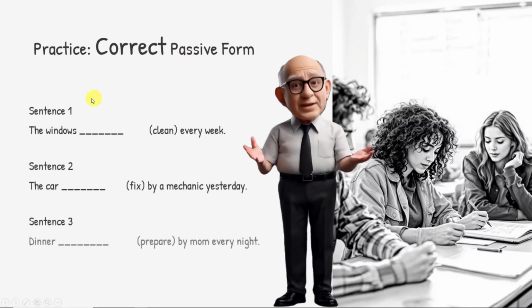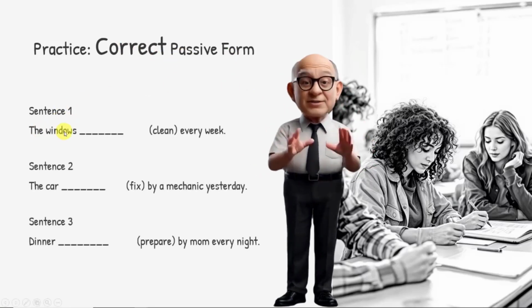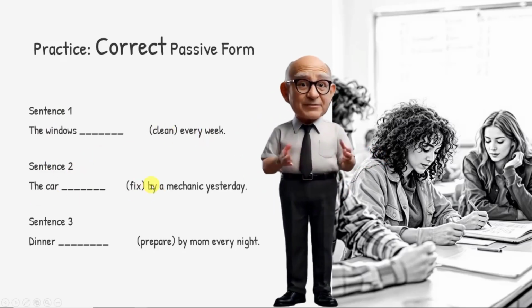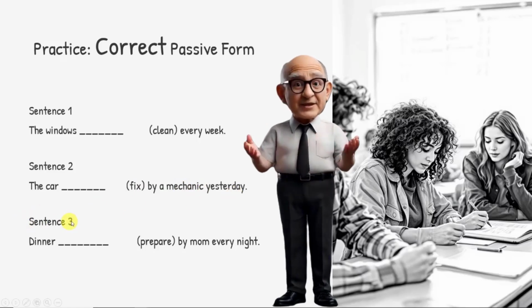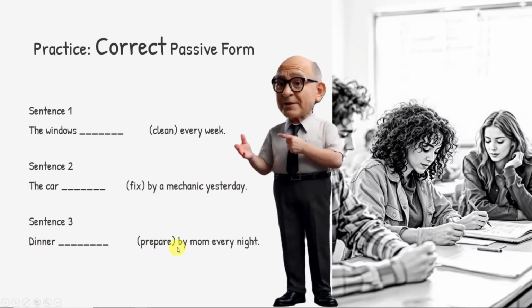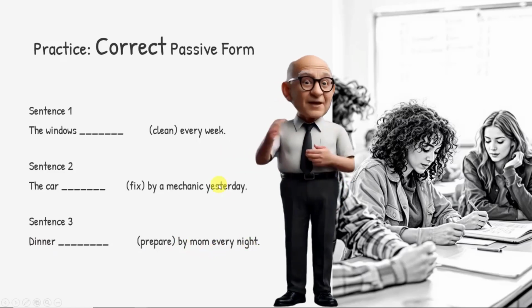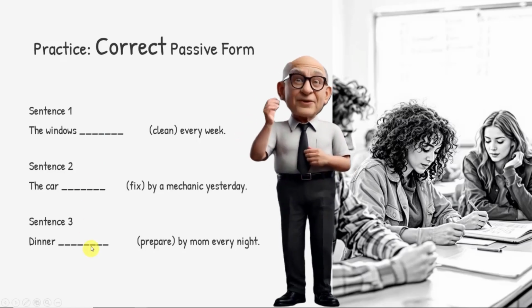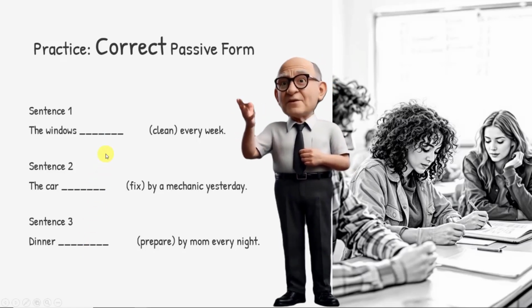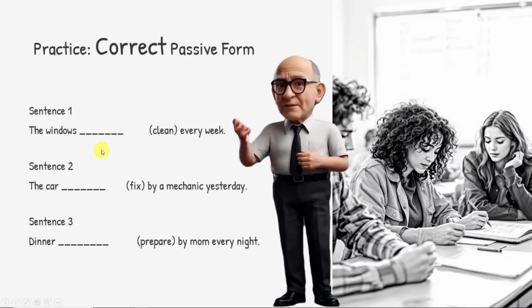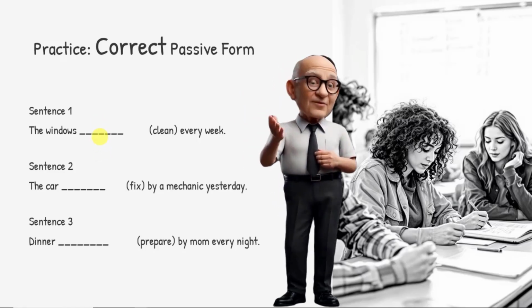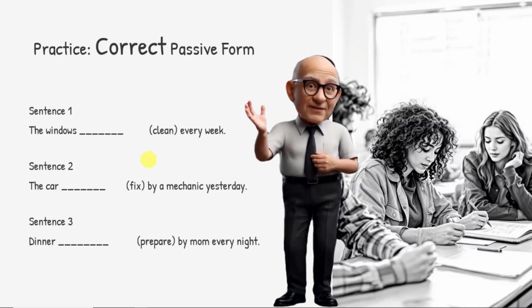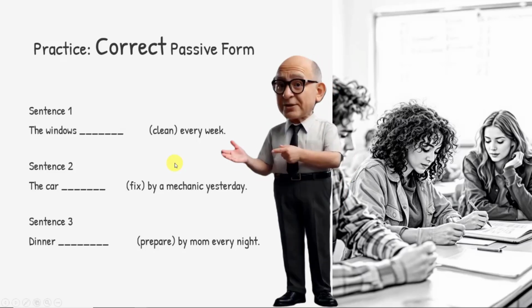Correct passive form. Sentence 1: the windows clean every week. Sentence 2: the car fixed by a mechanic yesterday. Sentence 3: dinner prepared by mom every night. Guys, I'm not going to give you the first one here. There are just 3 very simple sentences. If you are not sure, please rewind the video and watch again on how to form the sentences correctly. I'm going to give you a minute or two to complete it in your notebook before we check the answers.